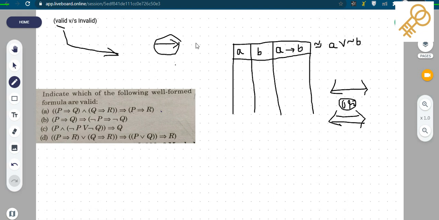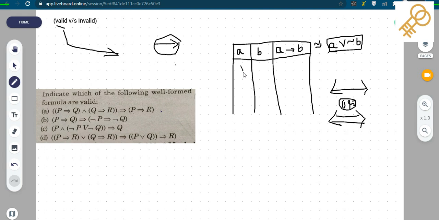So first let us see what the final result will be for implication for the two variables. Suppose I have taken two propositions A and B, and now I will try to find A implies B. A implies B can be written as not A or B. So A implies B is similar to not A or B.